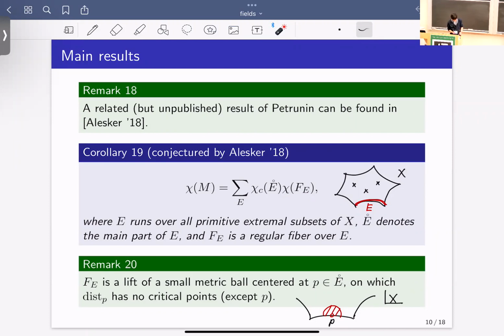And let me finally mention that Areska's conjecture is not only about the Euler characteristic, but also about the intrinsic volume of a Riemannian manifold, for example, the integral of the scalar curvature. I cannot explain his conjecture here, but the Euler characteristic is a very special case. So I hope this helps to prove the general case of his conjecture. Okay, so this is the first part of my talk.